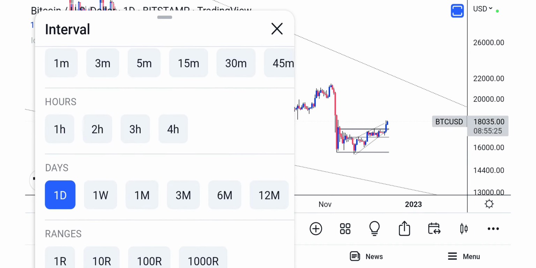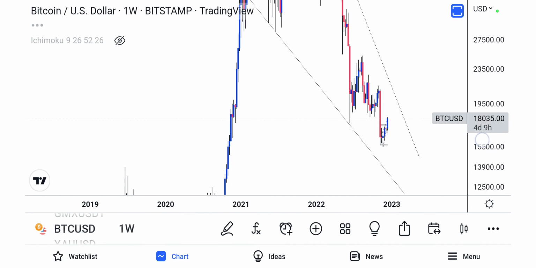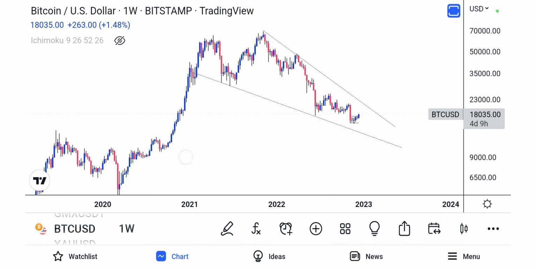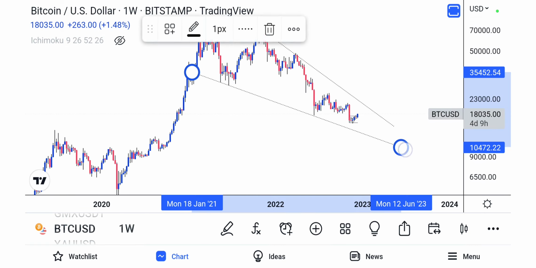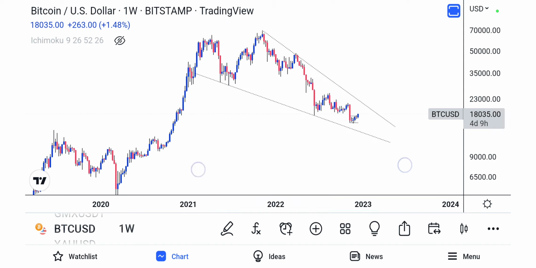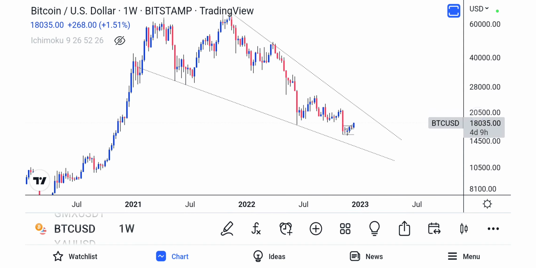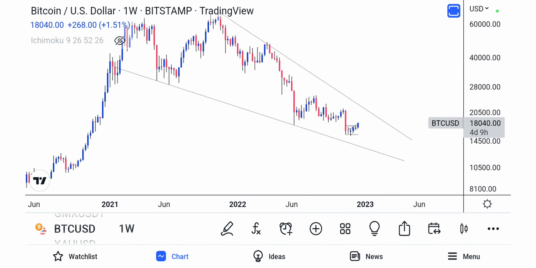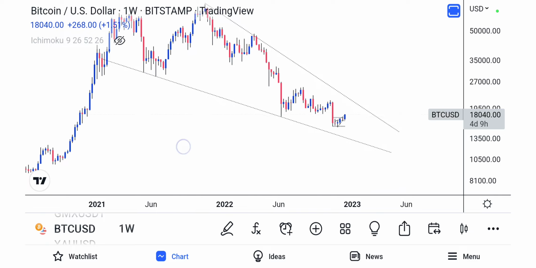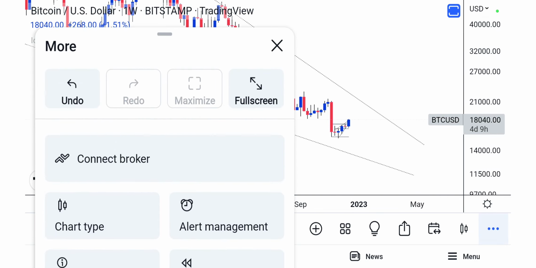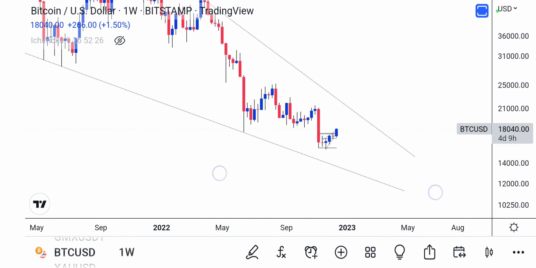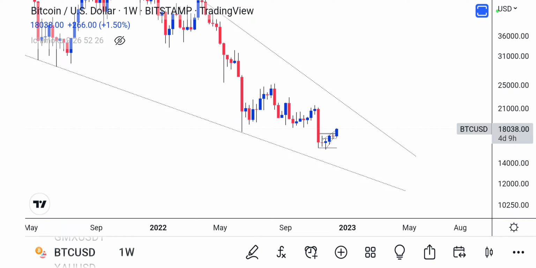First of all, I'm going to start from the weekly time frame, and remember in my previous video I talked about this falling wedge on the weekly time frame. Now, just because you're seeing this falling wedge on the weekly time frame doesn't mean that it's going to play out immediately. Like I said, if this were to play out, it will take months for this to play out.